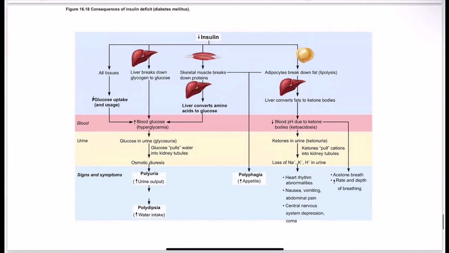So if insulin doesn't work properly or it's absent, that's diabetes. So type 1 diabetes is when insulin is absent. Type 2 is when insulin's effects don't work. Insulin is ineffective.